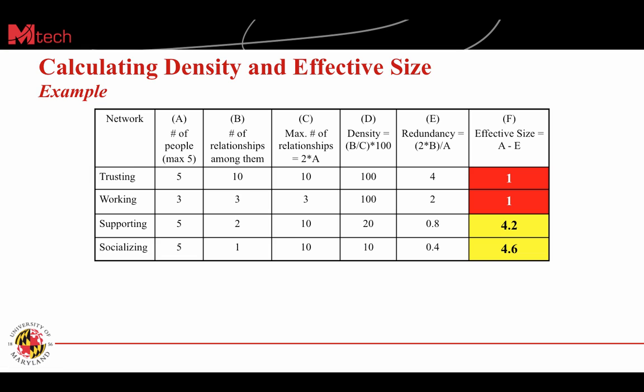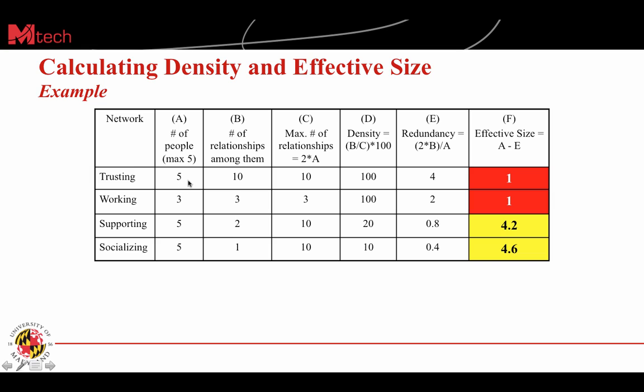What we do here is we have the maximum number of relationships that could be present, and it's simply 2 times A, 2 times this. From there, we can measure the density, B divided by C. We can also measure the redundancy, 2 times B divided by A, and we get an effective size. So we'll do that for the first one.